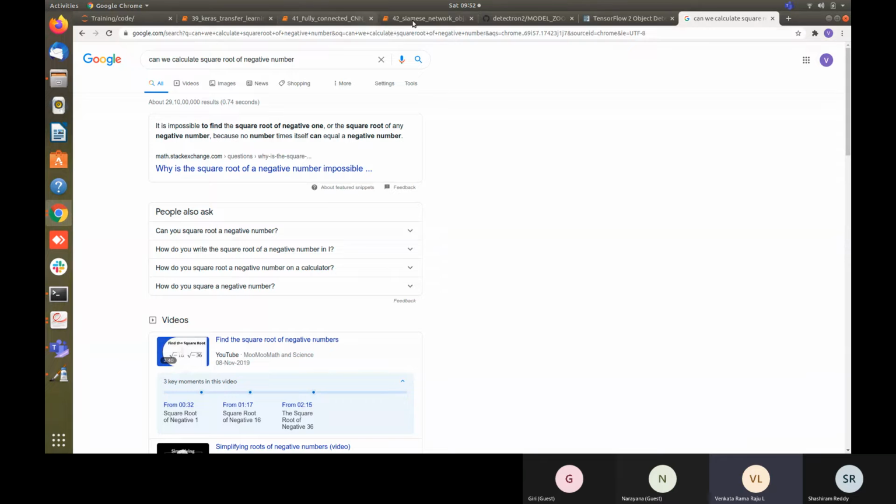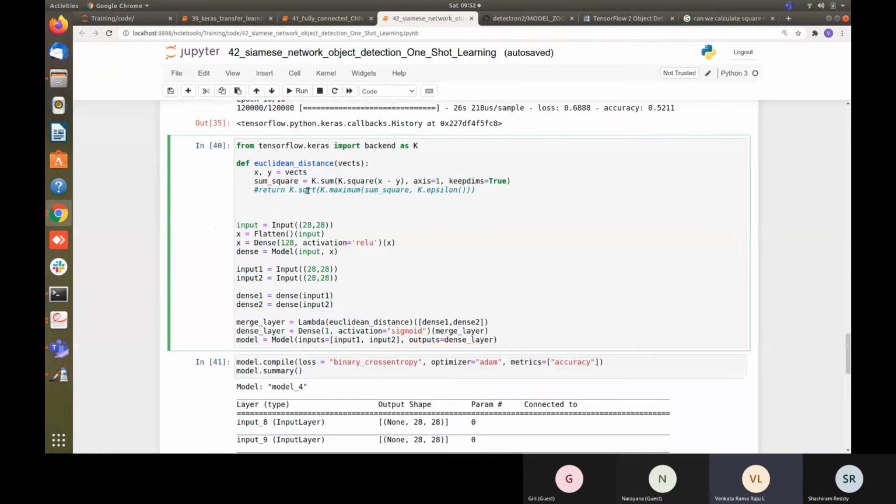So here I am actually taking the maximum of the result and epsilon. If it is negative, I will take that epsilon and try to calculate it. But we are actually squaring the difference, so how will we get a negative number? No need to do this. Somebody would have written it and I would have copied it. That's the problem. So no need to take this maximum, and the epsilon junk is not needed.